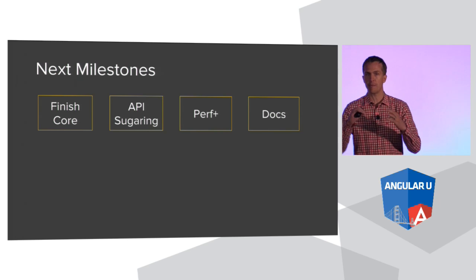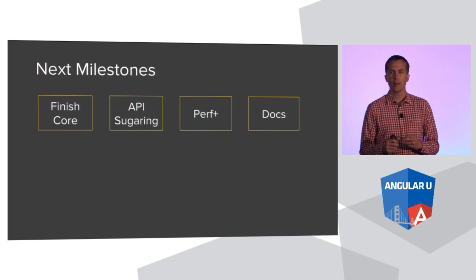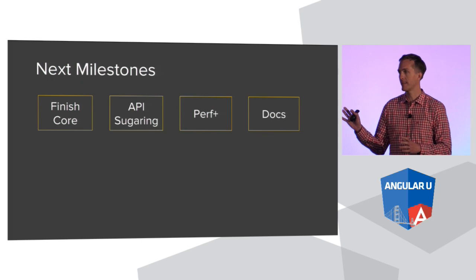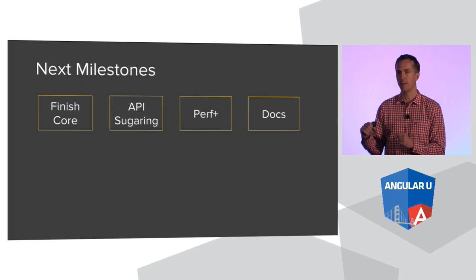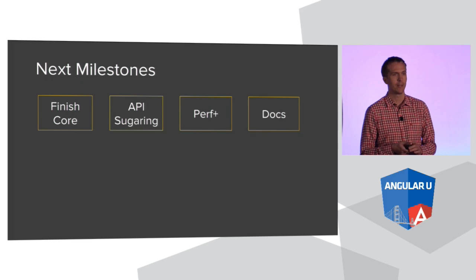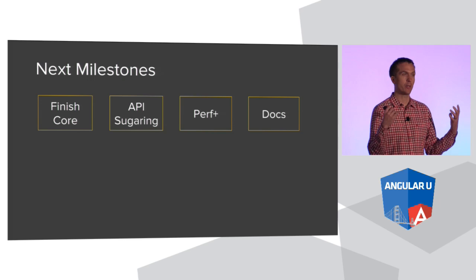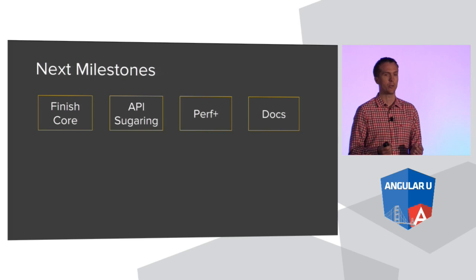After we've done the final core work, like you saw Misko demonstrate this two-way binding syntax, or the nice form syntax with square brace, round brace, we're going to do the same sort of sugaring, making sure that you guys are going to be really productive on the Angular 2 APIs.